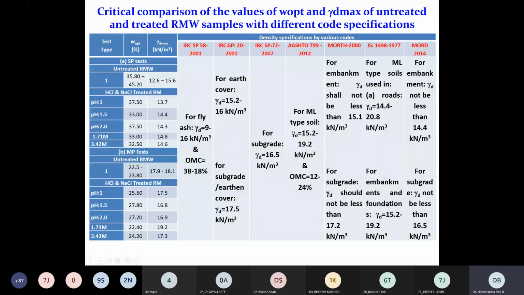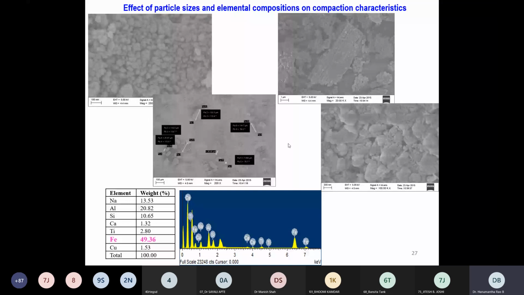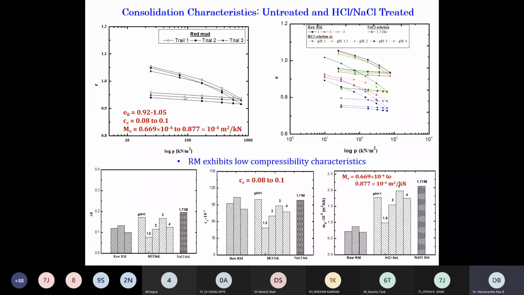Then there was an impact of particle size on compaction also. Here you can see, when we observed the particle size distribution under a scanning electron microscope, we found that the red mud typically comprises heterogeneous particle sizes. This obviously indicates that these particles can impact the compaction characteristics as well as the consolidation characteristics. So these are the consolidation characteristics of the red mud. If you look at the basic response, that is the variation of void ratio versus log pressure, it typically resembles that of the natural material. So that way it is advantageous, because it is not deviating from the characteristics of the natural material.